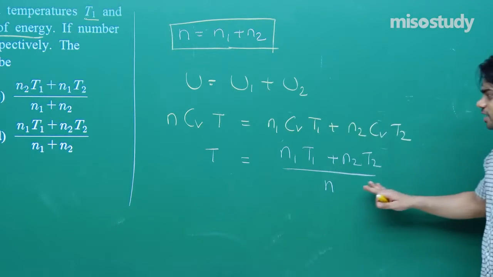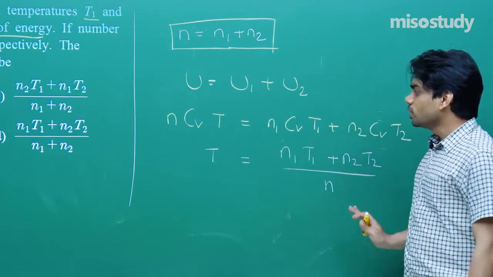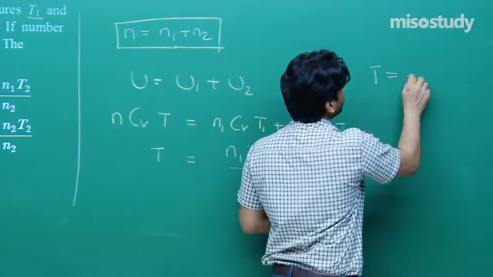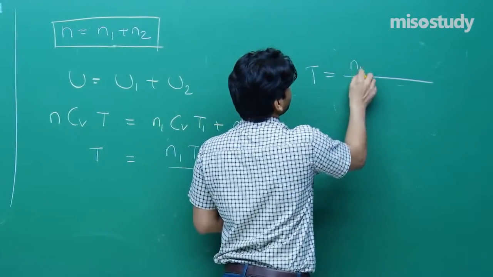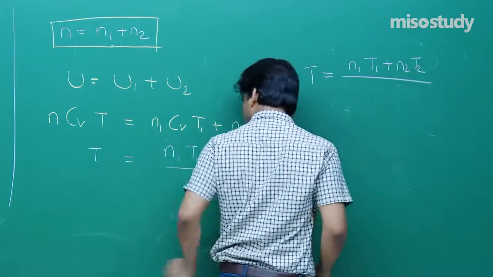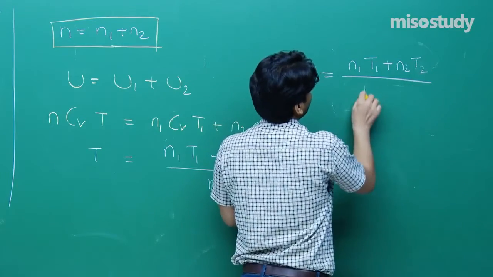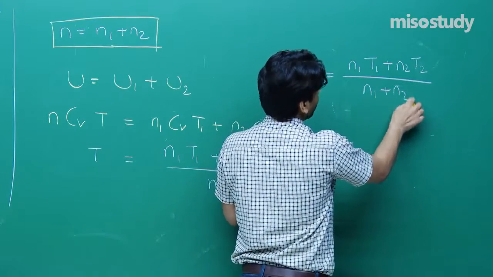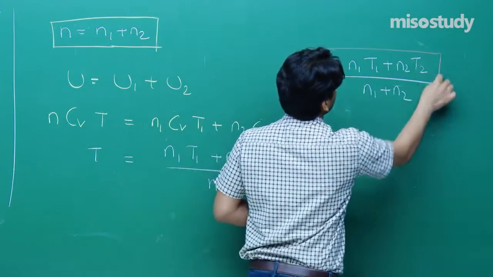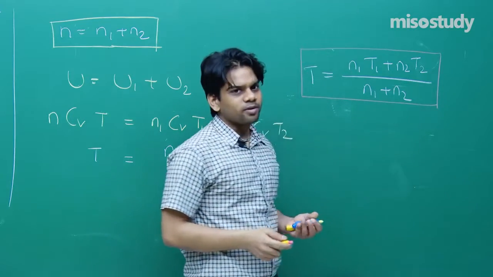Now you see the result we have arrived at. Now you have to substitute the value of N, N1 plus N2. So the final value of temperature will be equal to N1 T1 plus N2 T2 divided by N1 plus N2, because N is equal to N1 plus N2. That is what we have already noted down. So the result that turns out to be, this is the value of temperature: N1 T1 plus N2 T2 divided by N1 plus N2.